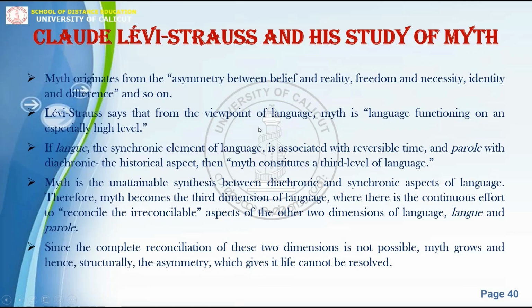Lévi-Strauss says that from the viewpoint of language, myth is language functioning on an especially high level. If langue, the synchronic element of language, is associated with reversible time and parole with the diachronic, the historical aspect, then myth constitutes a third level of language. So myth is the unattainable synthesis between the diachronic and synchronic aspects of language. Myth becomes the third dimension of language, where there is a continuous effort to reconcile the irreconcilable aspects of the other two dimensions, that is langue and parole.